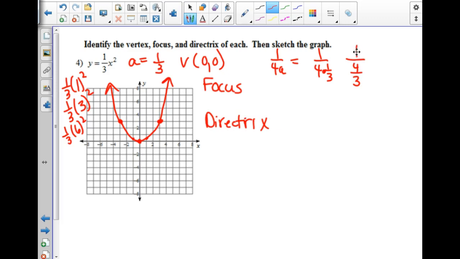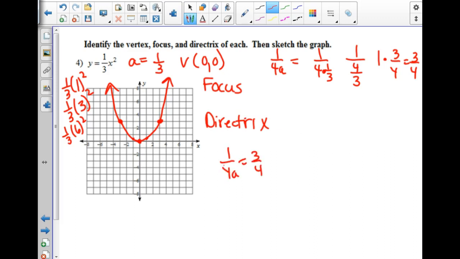How do you get rid of 1 divided by 4/3 and change it? It would be 1 times... When you divide fractions, you change to multiply by the reciprocal. You should know that, right? All right, so 1 times 3/4 is 3/4. That means our 1 over 4a is 3/4.